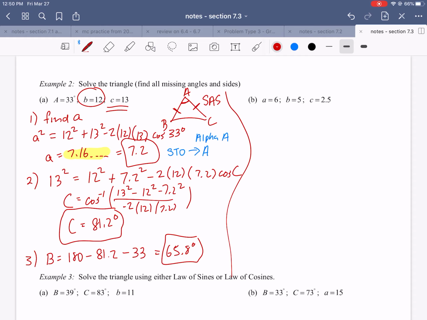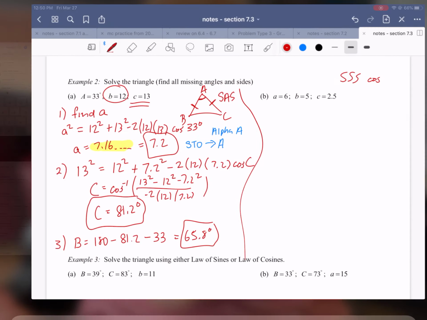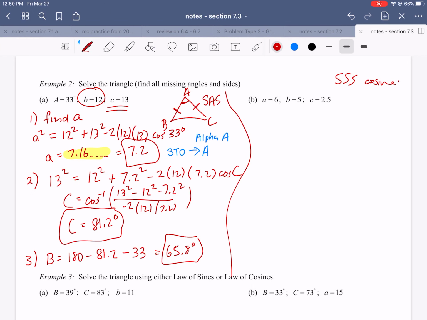On letter B, we're given all three of our sides. So all three sides means we are going to use the law of, oops, sorry about that. Let me get the notes back. We are going to use law of cosines. And we're going to find the biggest angle first. The biggest angle would be the one that's across from the biggest side, which is going to be capital A. So the first thing we're going to do is find capital A.